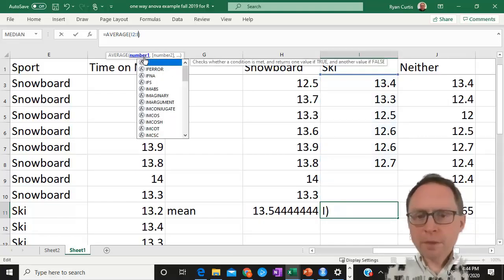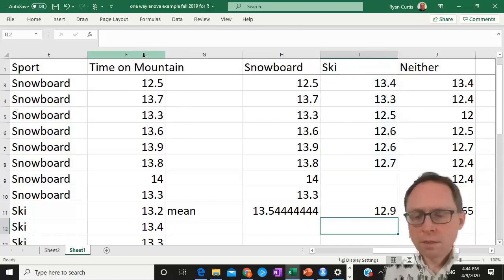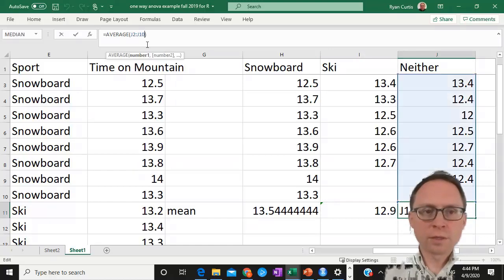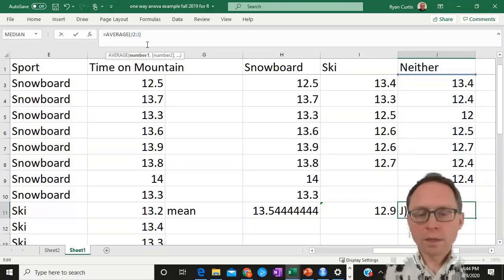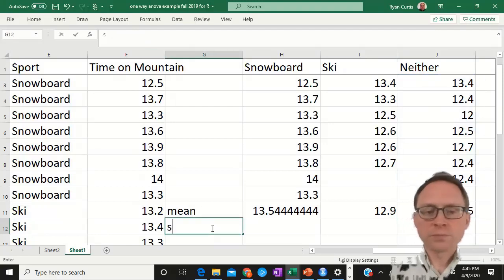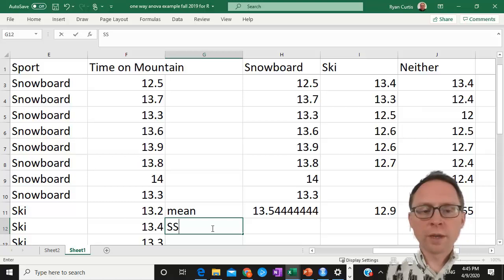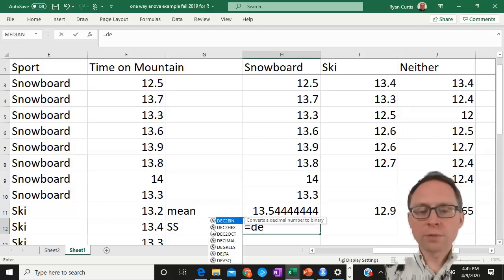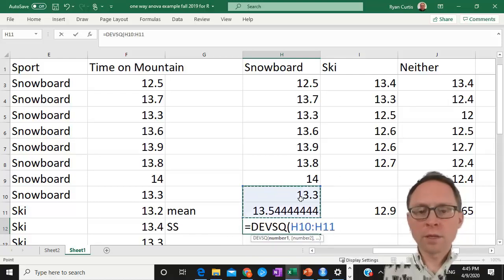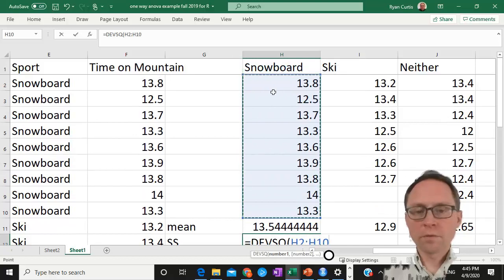So let's make sure that goes to the right place, 8. And because we have a different n, I'm just making sure that each one of these is in the right spot. And 9. Good. Okay, and then we also need the sum of squares. So the sum of squares for each of these equals the deviation squared of each of these, and I don't want the mean involved in that one. There we go. All of those.